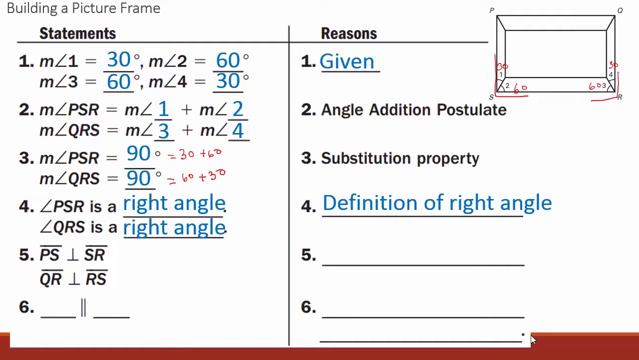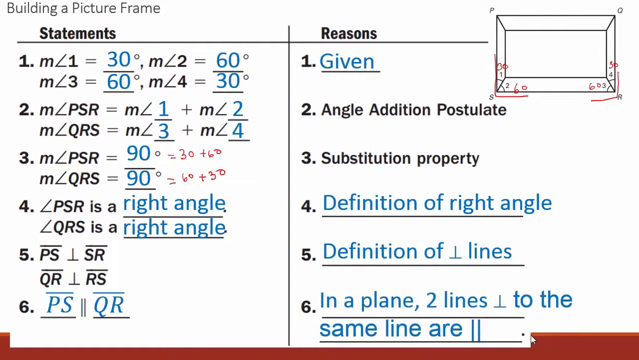Because we know that right angles are created by perpendicular lines, we can say that line segment PS is perpendicular to line segment SR and line segment QR is perpendicular to line segment RS. That's using the definition of perpendicular lines. By theorem 3.12, which says that if two lines are perpendicular to the same line, then they are parallel to each other, we can say that line segment PS is parallel to line segment QR, and that's in a plane. If we have two lines that are perpendicular to the same line, then those two lines are also parallel.